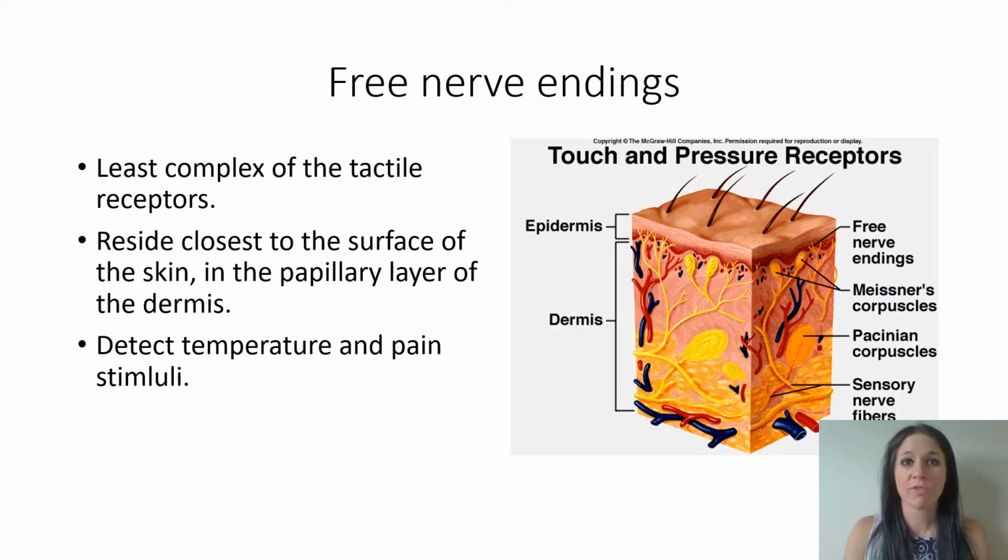Okay, so our first tactile receptor is just a free nerve ending. Okay, so this is going to be closest to the surface of the skin. Okay, and this is the least complex receptor. Remember, this is unencapsulated, so we don't have a connective tissue wrapping. Okay, so let's look right over here. We can see our free nerve endings, and these are going to be responsible in detecting temperature and pain.